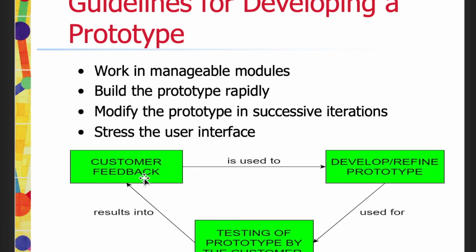As we can see in this image, we get the customer feedback, we develop prototypes, then we test the prototype, then we need to listen to the customer again until the prototype can be completed before we develop a real system.